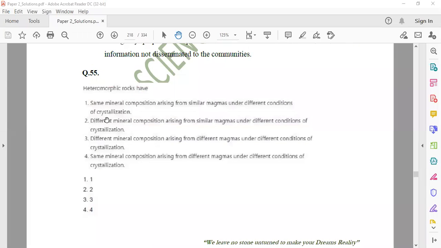Question number 55. So this is a question from rock and mineral once again. Very easy question. Yes, this question was in the test also. Absolutely true, it was in the test also, I am not denying that.